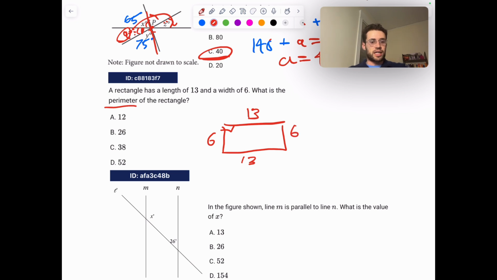But for the perimeter, just make sure that you add up all four sides, so the two lengths and the two widths. You could do 2 times L plus 2 times W, or just draw out a diagram to keep track. 13 plus 13 is 26, plus 6 is 12. 26 plus 12 gives us 38, so 38 will be our perimeter.